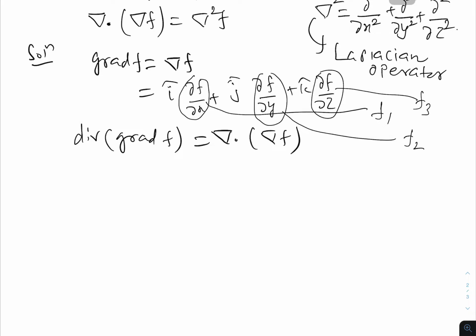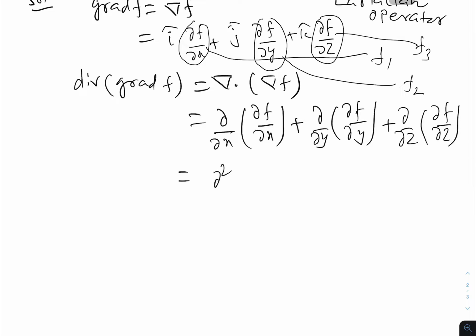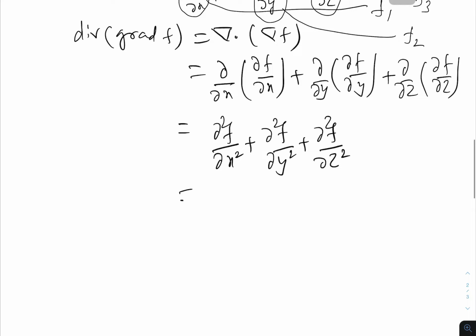So what is divergence of this gradient of f? This is del by del x of first component, and first component is del f by del x, plus del by del y of second component, that is del f by del y, and plus del by del z of third component, that is del f by del z. And so this is del square f by del x square plus del square f by del y square plus del square f by del z square, and that is nothing but the operator del square f.